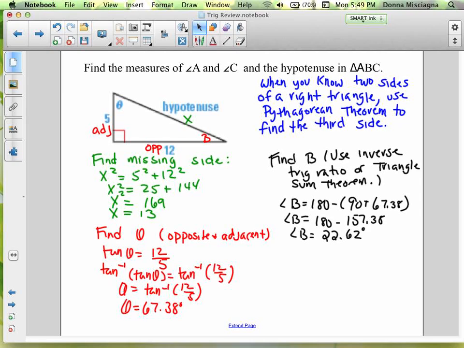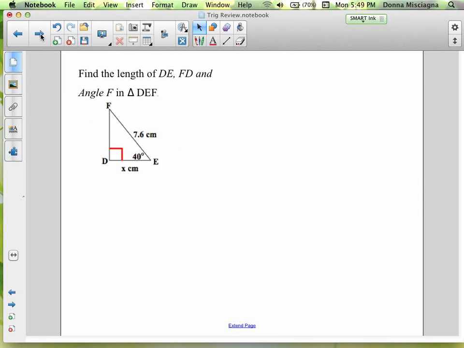So now here's our first one, and I've written all the steps as well as some little helpful hints. I'm not going to write all of these things each time, like use Pythagorean theorem to find the third side if we know two. We'll just remember that. I won't always use inverse trig ratio or triangle sum theorem each time, but I'll write some helpful hints on each slide so that you're able to follow along, and that'll help you in your notes as well. I think that almost all of these are in your notes, and I'm pretty sure this one is. And I'm sure this one is as well. So we want to find the lengths of DE, FD, and angle F in triangle DEF.